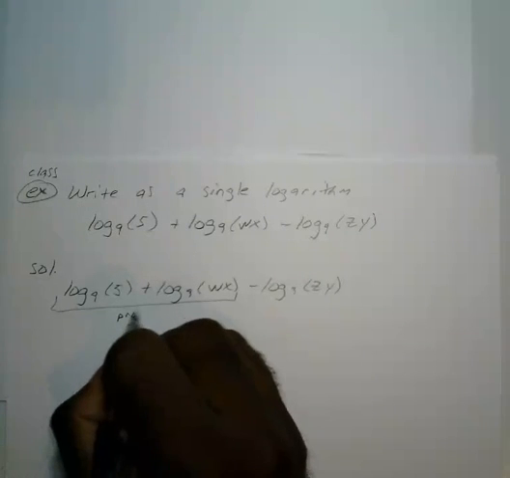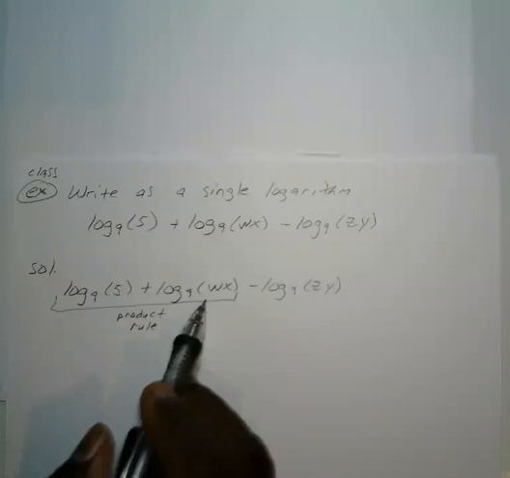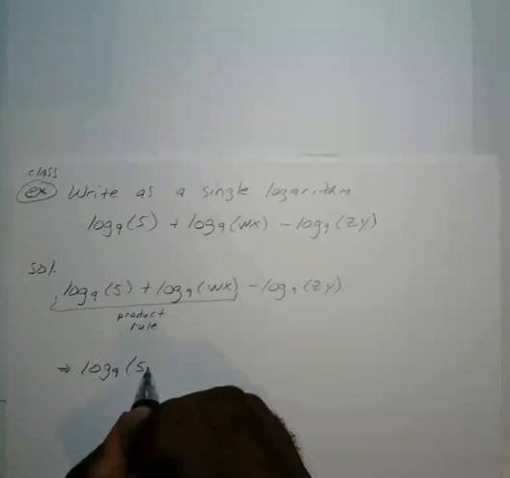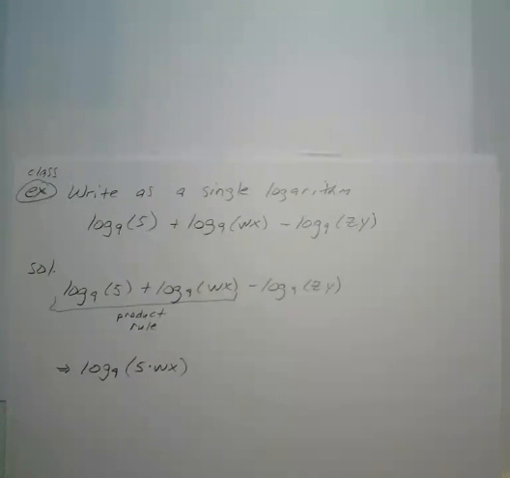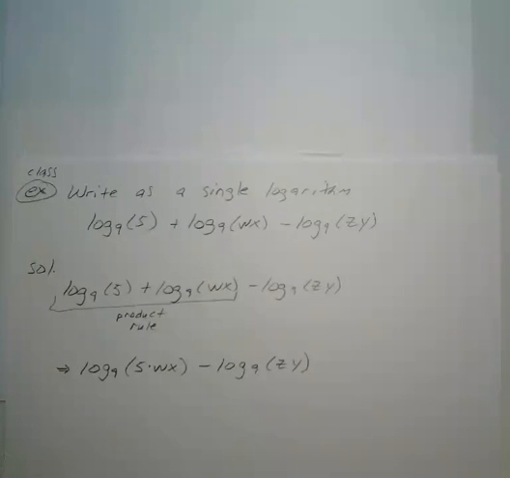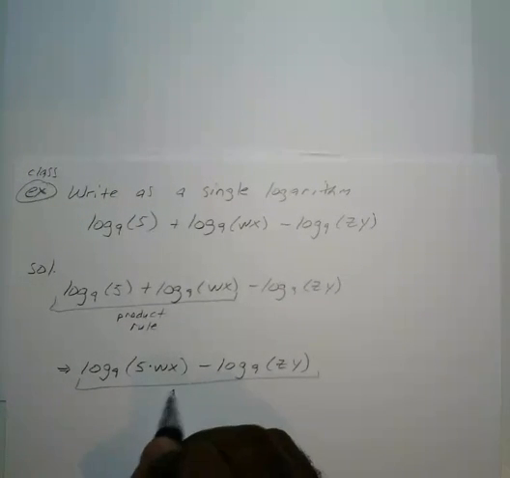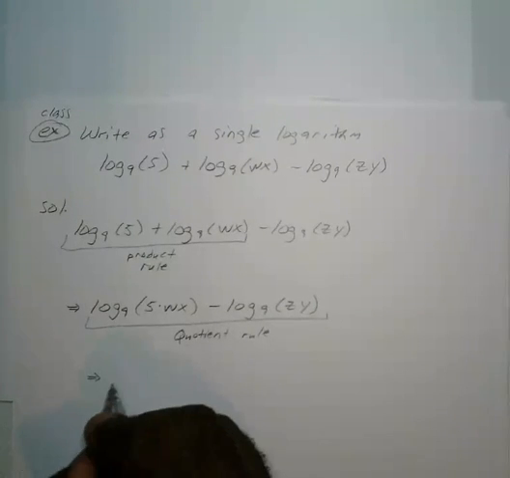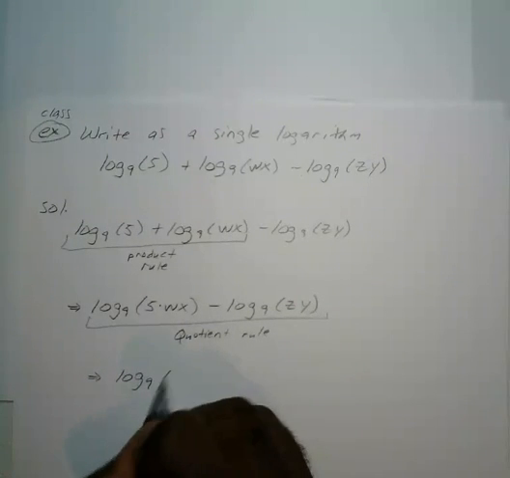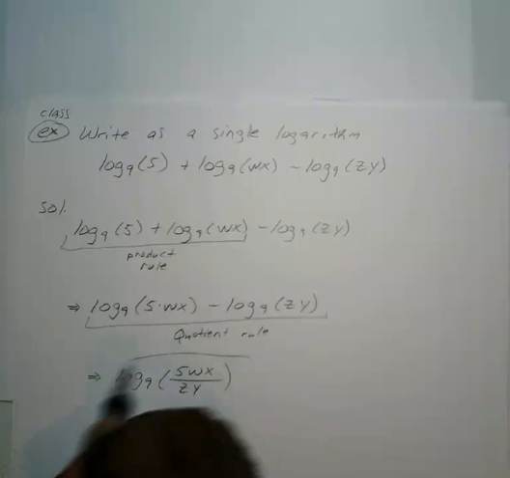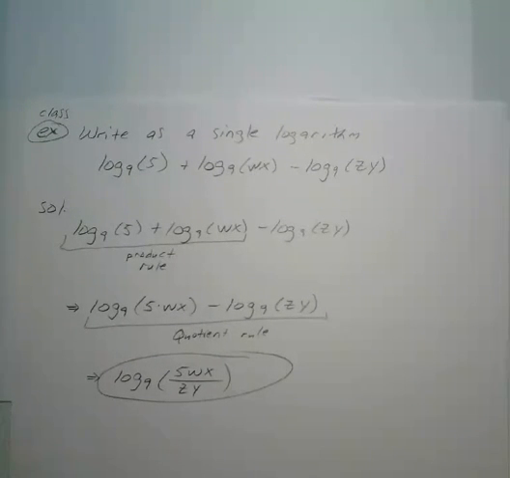That's a plus sign, so we know we're going to use the product rule. So if we combine those two using the product rule, that just becomes log base 9 of 5 times wx. You don't need the dot there, I just kind of put it there. Okay, so we still have minus log base 9 of z times y. Okay, so now we have the minus sign, which means we're going to use the quotient rule for logarithms. Okay, so that means we have log base 9 of 5 times w times x over zy. Okay, so sometimes they can stretch out quite a bit, and sometimes they can be pretty quick to simplify.